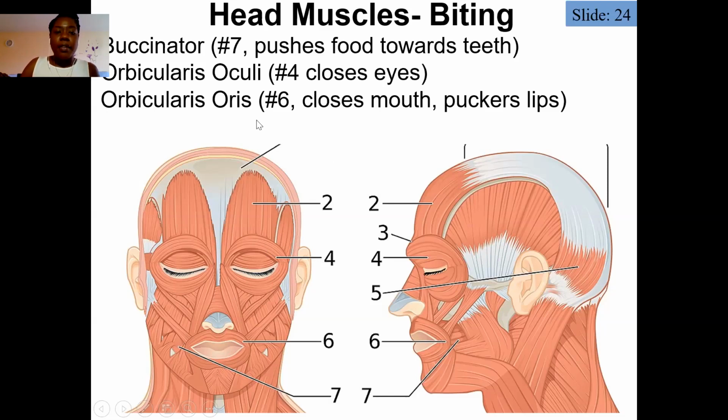And then the orbicularis oris is a similar muscle, but that is a circular muscle around the mouth, which does a similar action. It helps us to clench the mouth or pucker the lips, which is important for actions like drinking from a straw, kissing, some aspects of chewing and biting, and so on.